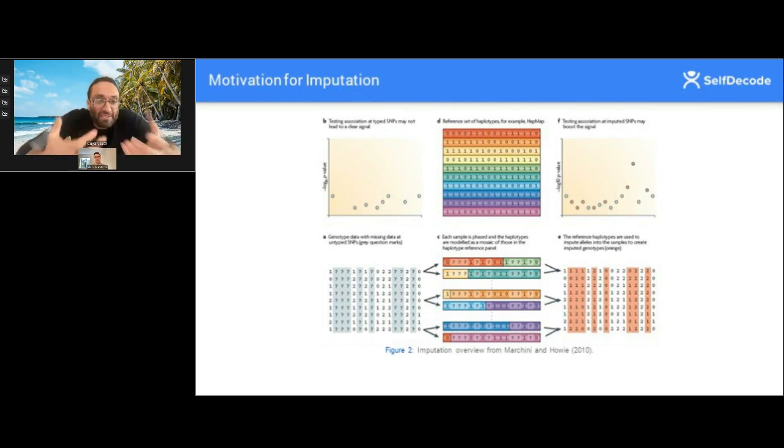But what you can do is first phase them, which is when we put them into mom's chromosome or dad's chromosome, and now you have phased genotypes. And you ask this question: the ones that are missing, the ones that we didn't genotype directly with the machine, can we infer what those are based on some other parameter, right?